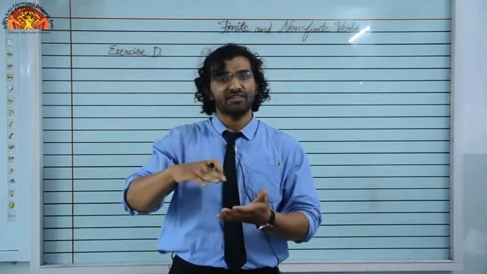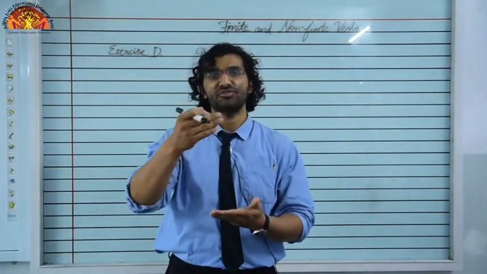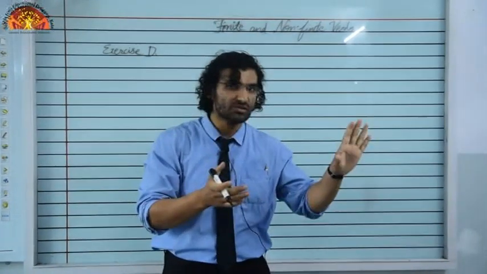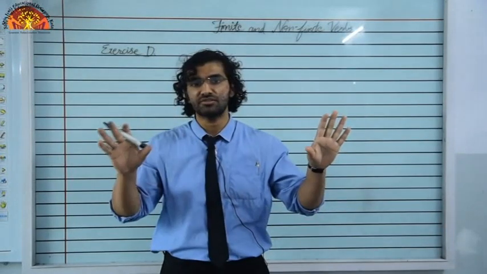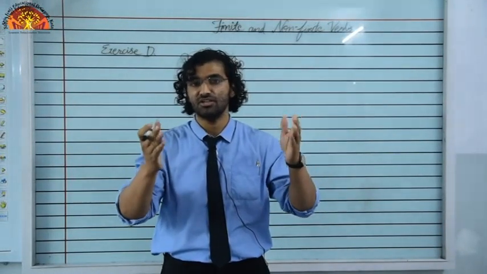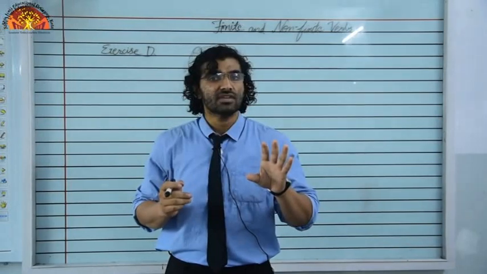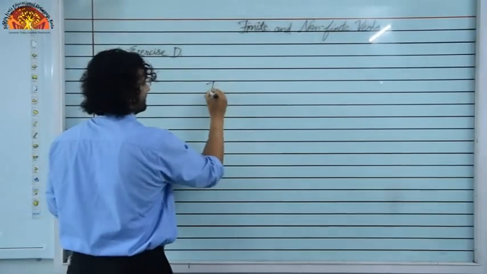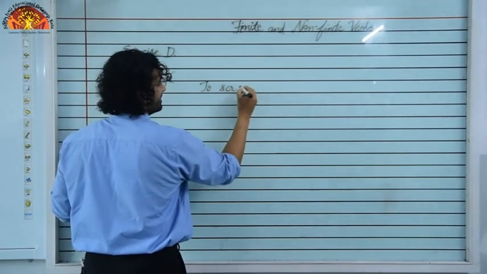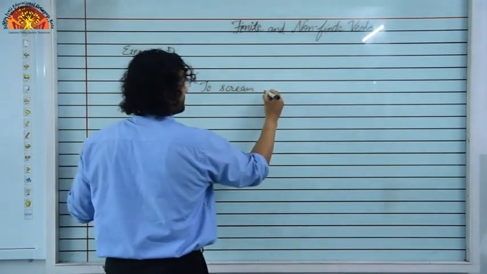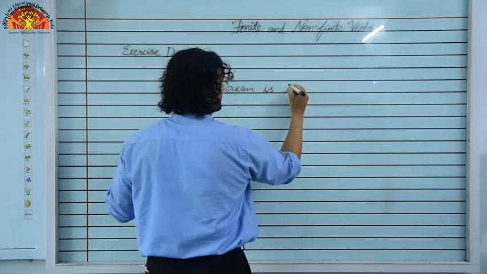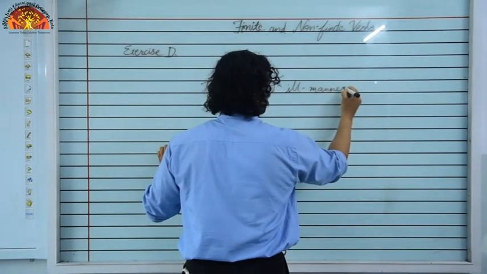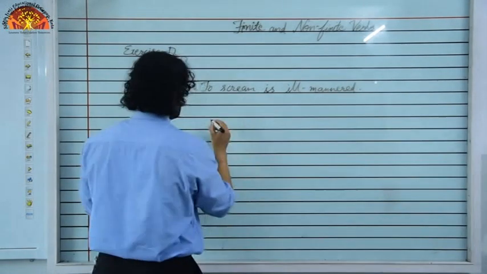Before that, I would like to share something with you about infinitives. Infinitives can be used as a subject and also as an object. Listen to me carefully. To scream is ill-mannered. I'm going to write this example for you here. To scream is ill-mannered.